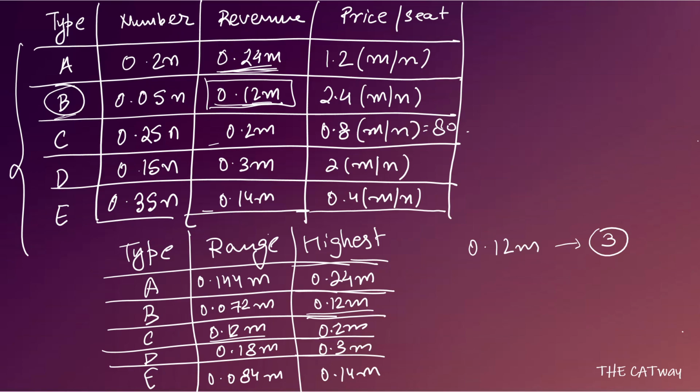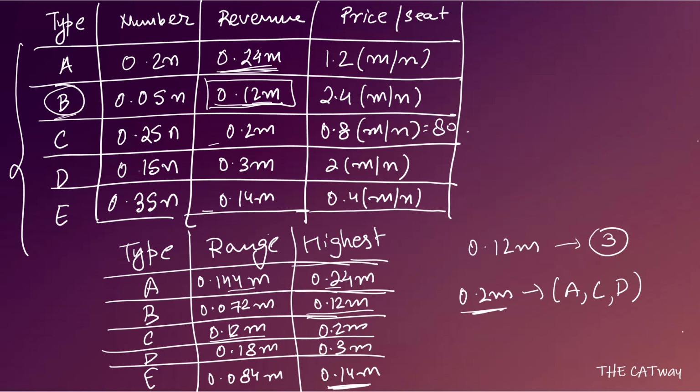For A and B, again we know there is nothing possible. Let's check for A and C and see if there is anything common. We can see that 0.2 M is common to both A and C, because C's maximum limit is 0.2 M, and 0.2 M lies between A's minimum and maximum limits. So 0.2 M can be taken by A and by C. Can it be taken by D? Yes, it can. So here also we have three types. E cannot take it, because E's maximum limit is 0.14 M and we need 0.2 M, so it is not possible.